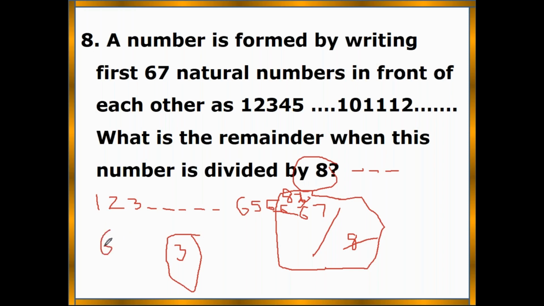Any number that ends with 667, if it is divided by 8, the remainder should be 3. That may be 1667, that may be 71667, that may be 2,71,667. If any number that ends with 667 is divided by 8, the remainder should be 3. Hope all of you understood.